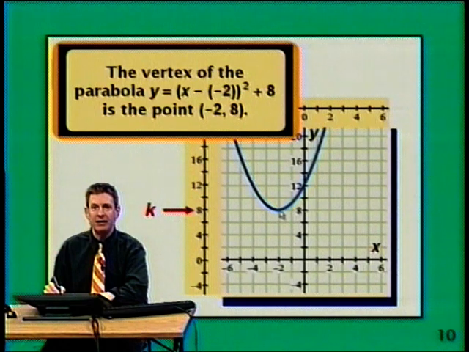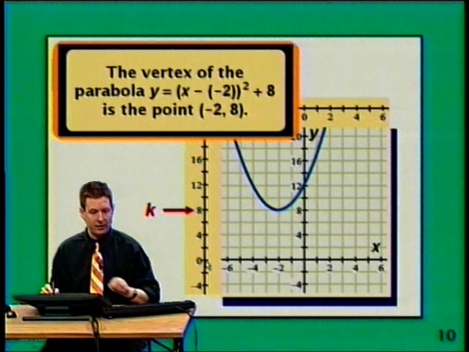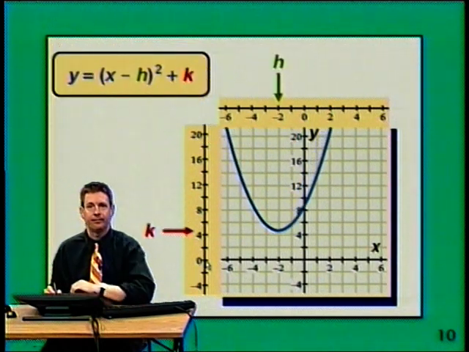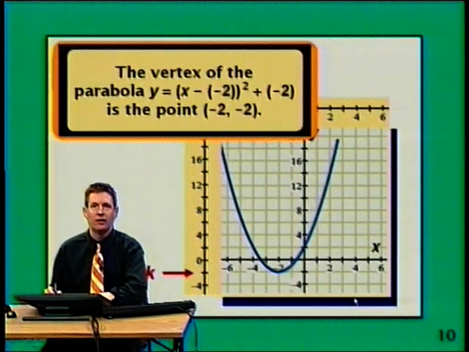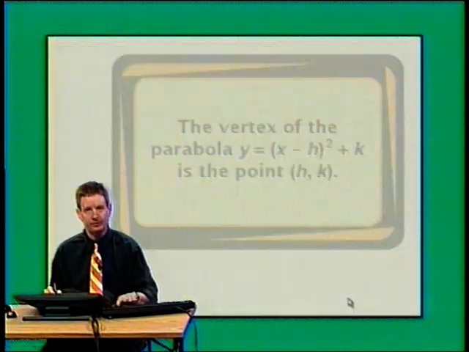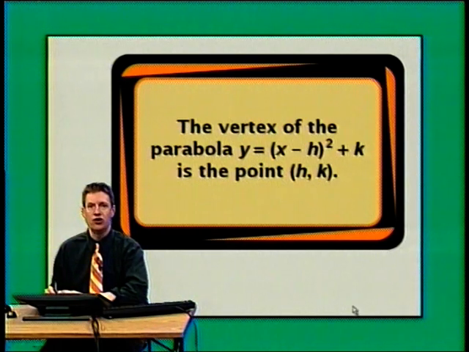I wonder what it would take to move this vertex down to the point negative 2, negative 2. I bet you I need to decrease the value of k from 8 down to negative 2. Let's do that. Sure enough, the vertex of the parabola y equals x minus negative 2 quantity squared plus negative 2 is the point negative 2, negative 2. It turns out that our two facts do work together. The vertex of the parabola y equals x minus h quantity squared plus k is the point h, k.